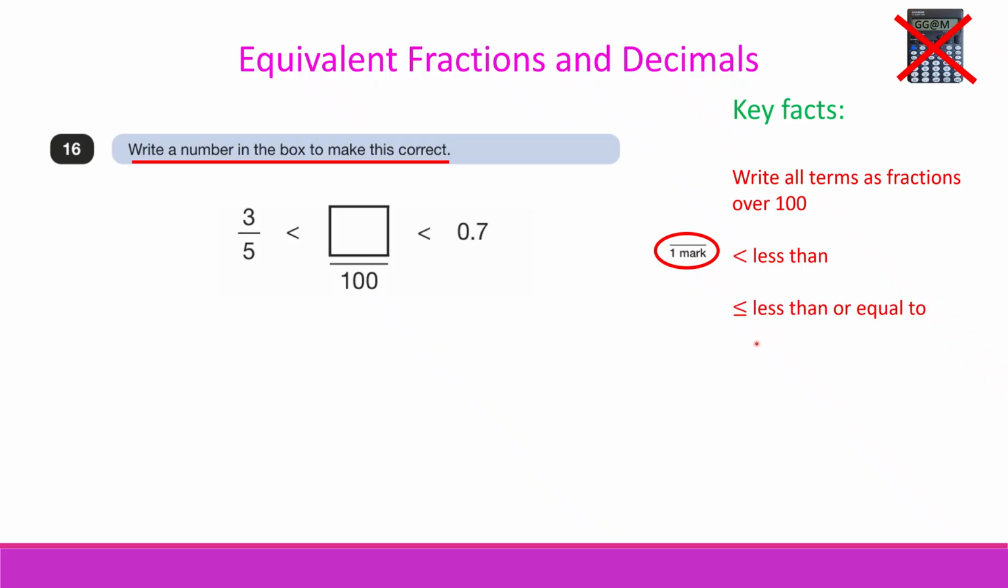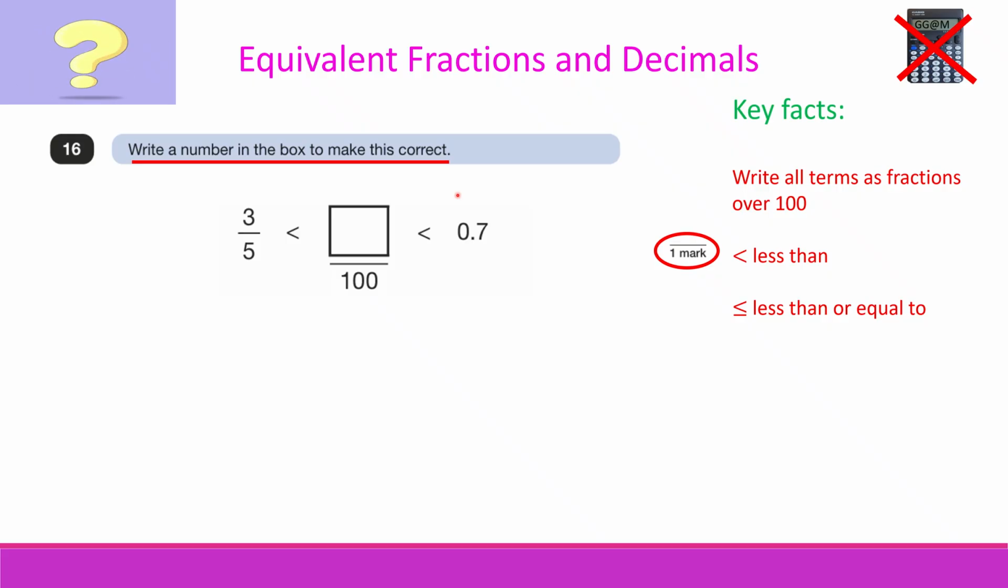Now, sometimes you do see the symbol where you've got less than or equal to. So that will make a difference as to what number you can write in the middle if it is equal to. But because it hasn't got that extra line under it, it just means it's going to be between whatever numerators you're going to get on the left and on the right.